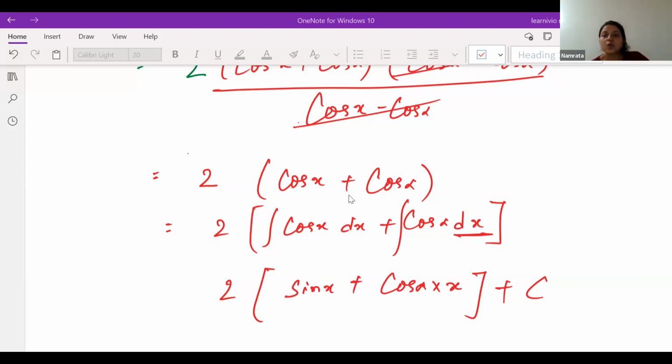Now, anybody, if you want to ask any question from this exercise, the integration related to trigonometric functions, please do ask. Otherwise, we will be moving ahead with the next topic. No one? No query? Okay, let's start.